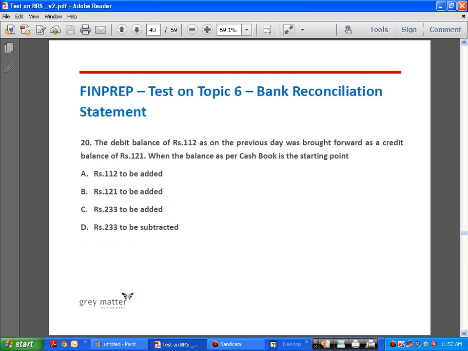Next question. The debit balance of 112 as on the previous day was brought forward as a credit balance of 121. Okay, so here this is similar to a problem that we saw. A favorable balance of 112 was brought forward as an unfavorable balance of 121. So we have to rectify this error and convert the unfavorable balance of 121 to a favorable balance of 112, and so we have to add back 233.